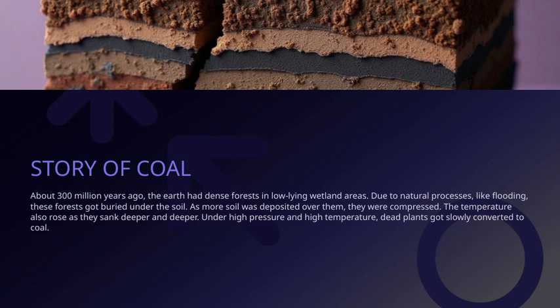As more soil accumulated, these plant-rich layers were compressed under immense pressure. At the same time, as they sank deeper into the earth, the temperature increased significantly. Under these conditions, high pressure and high temperature, the dead plants didn't just decay. Instead, they gradually transformed into coal. This process is fundamental to understanding how we have access to this vital energy resource today, connecting directly to our overall discussion on fossil fuels and their role in our energy landscape.